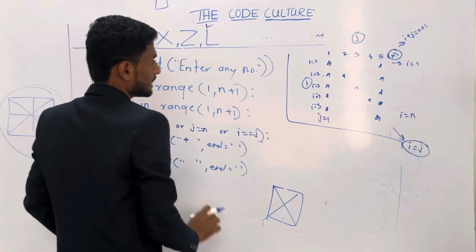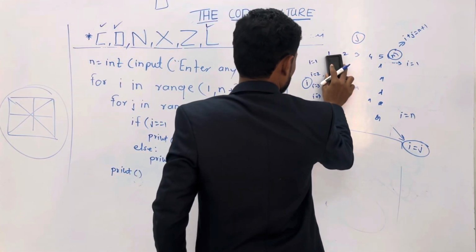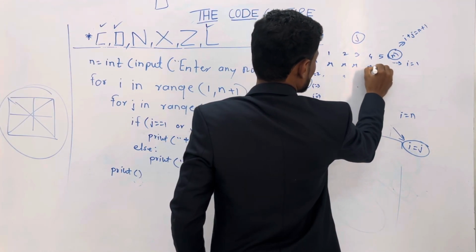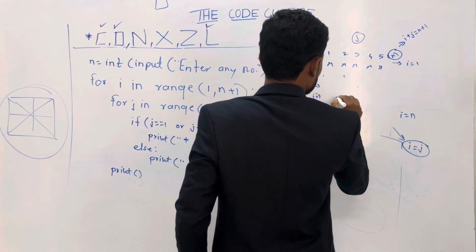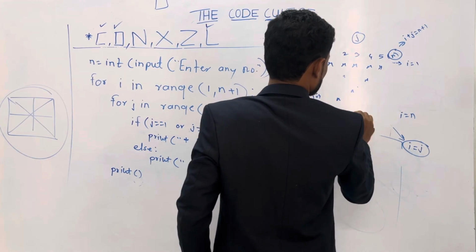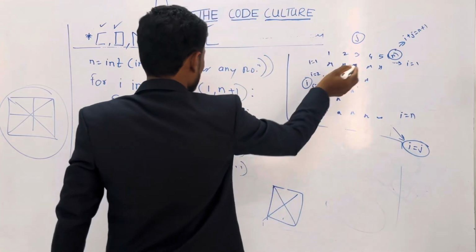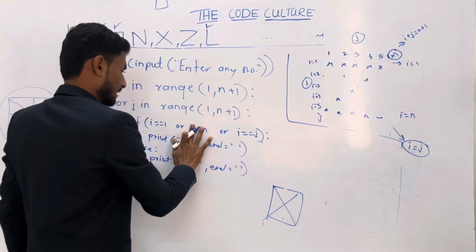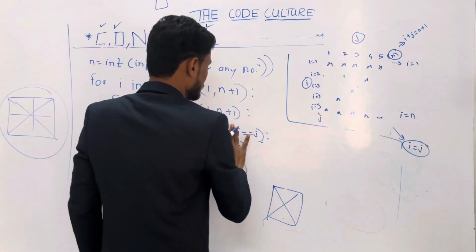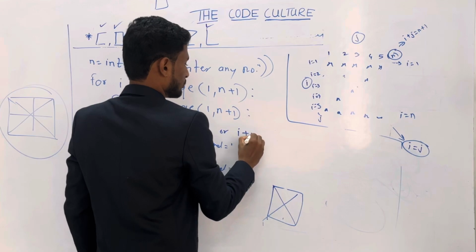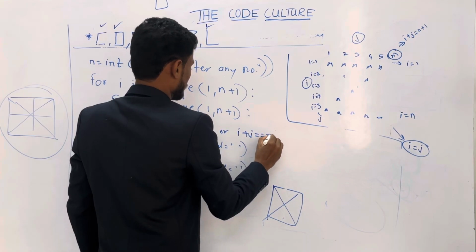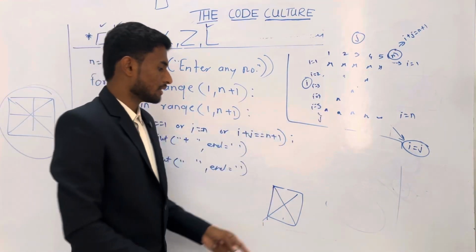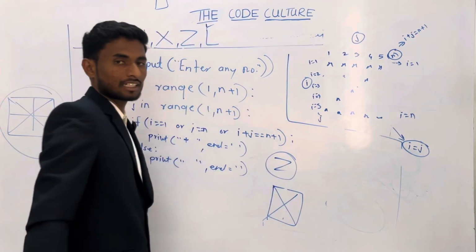Similarly, next is Z. For Z, I want to print this. Tell me, what is the equation of this? I equals to 1. Next, what is the equation of this? I equals to n. What is the equation of this? We have to change here. That is the equation of our second diagonal: I plus j equal to n plus 1. So by using these three conditions we can print Z directly. We will get the output as this Z star pattern.